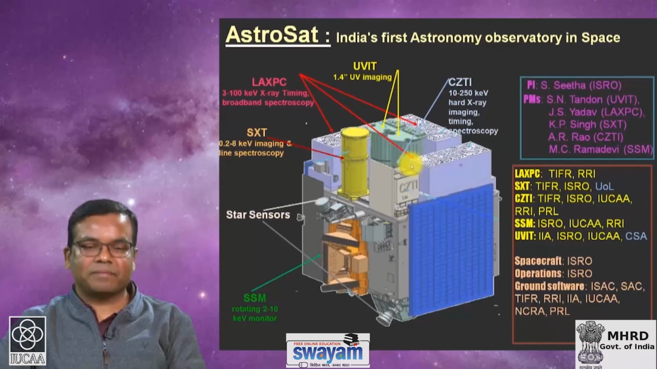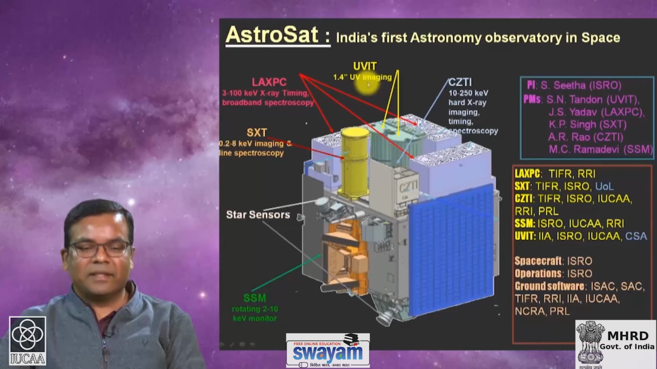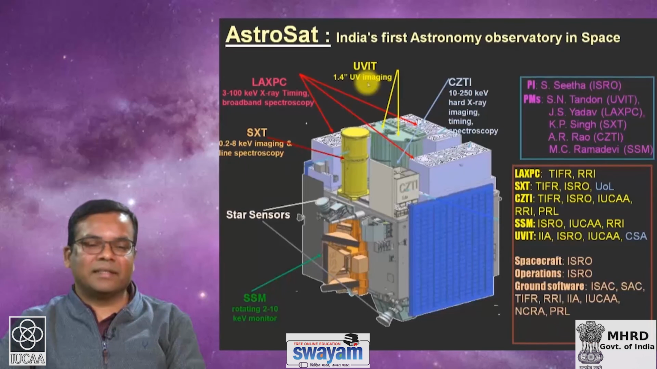It carries multiple instruments in the optical ultraviolet band. There is the UVIT, ultraviolet imaging telescope, which has a fantastic imaging resolution of about 1.4 arc second. It is sensitive from the optical to the far ultraviolet region down to about 1300 angstrom.